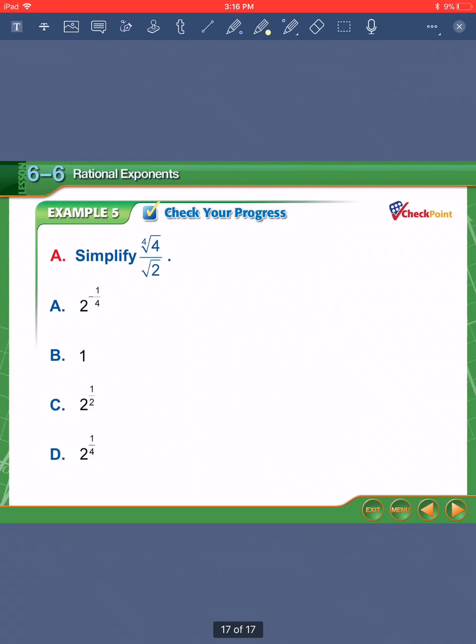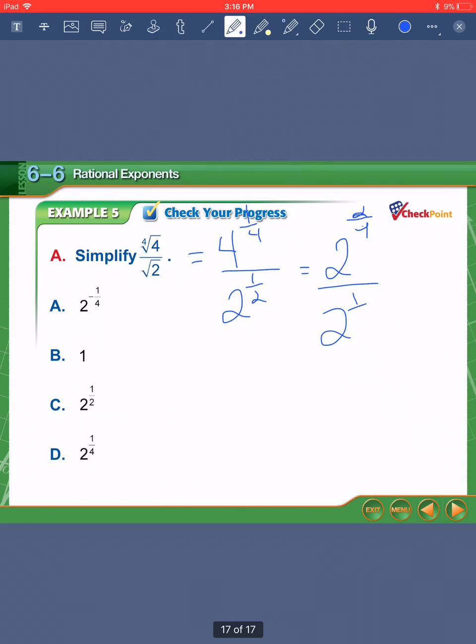And last example, I have the 4th root of 4 over the square root of 2. So rewriting it, I can rewrite the 4th root of 4 to be 4 to the 1/4 power over the square root of 2, which I can write as 2 to the 1/2 power. Well, 4 to the 1/4 power I can rewrite as 2 squared, so 2 to the 2/4 power over 2 to the 1/2 power. And 2 to the 2/4 power simplifies to be 2 to the 1/2 power.